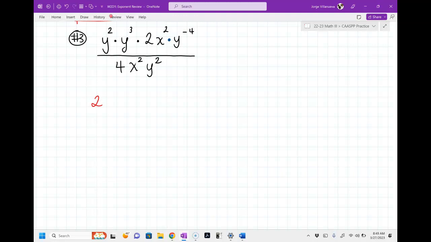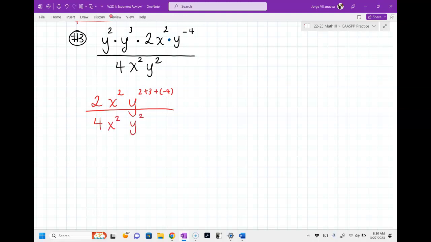Remember, I want to do this alphabetically, so I put the numbers first. Now, the letters: x is just x squared, not much to do with that. Now let's take care of the y's. It's going to be y to the 2 plus 3 plus a negative 4. On the bottom, it's still going to be 4x squared y squared.